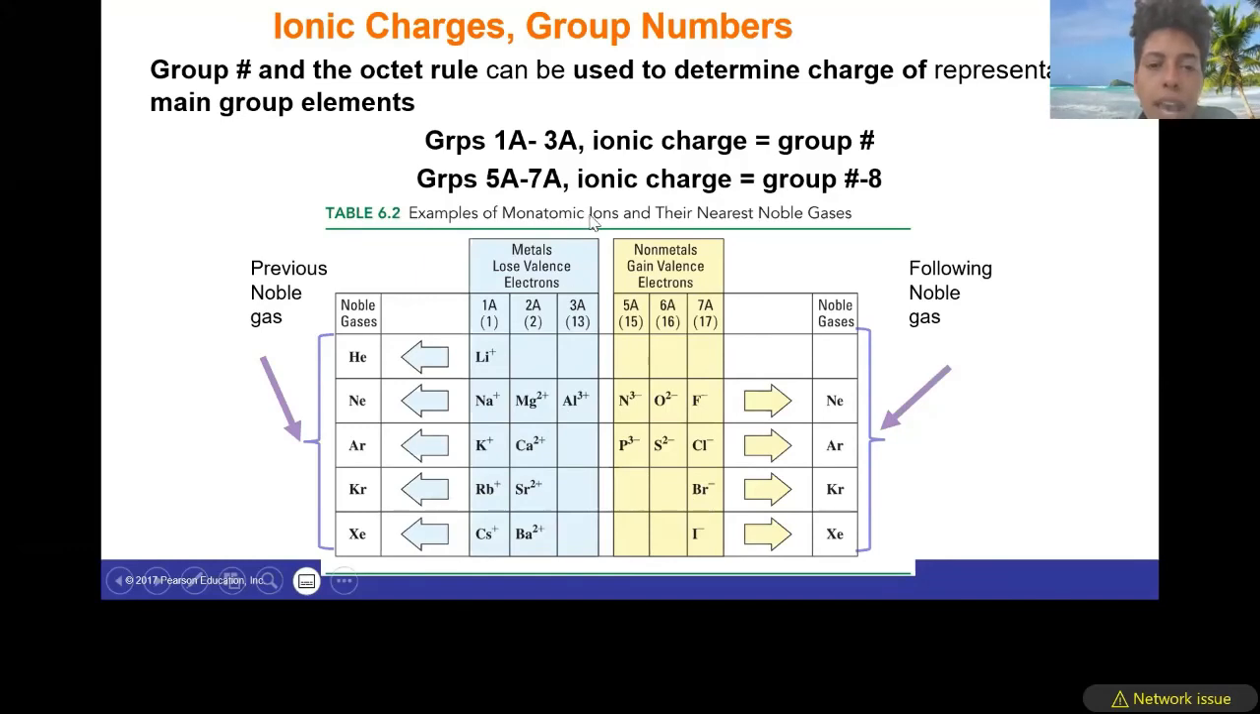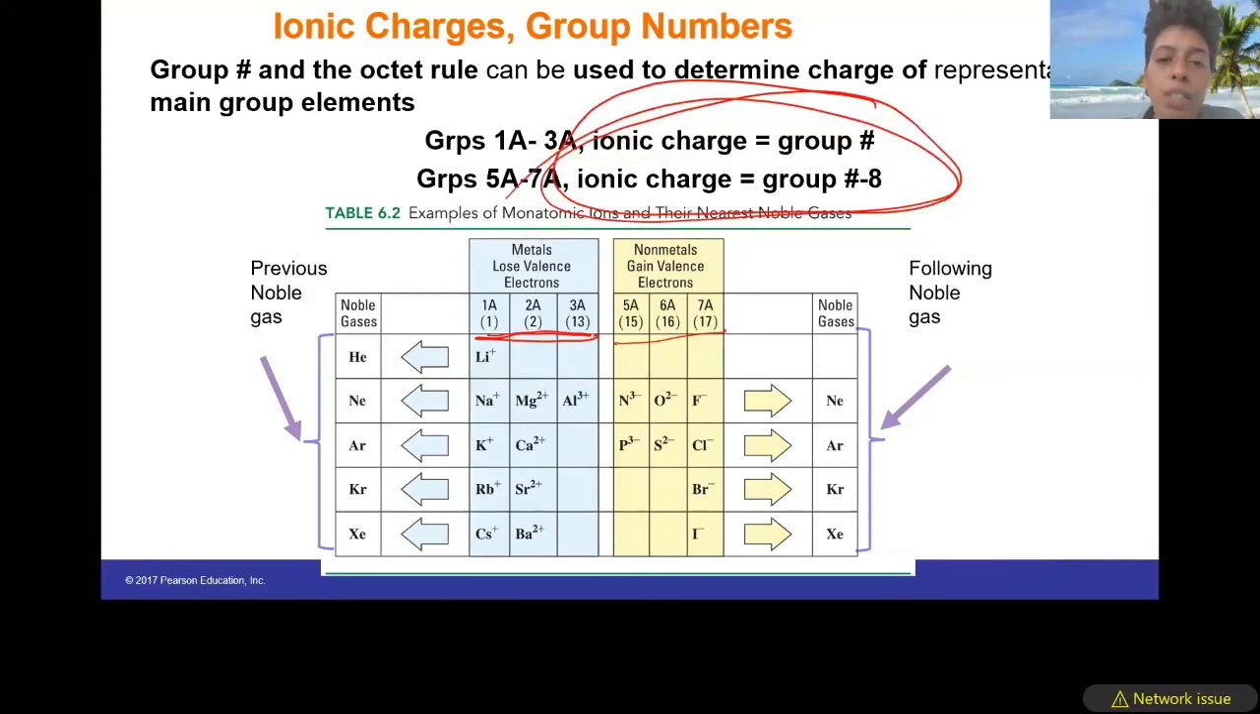So if we look at the groups themselves, this is how we know. Groups 1A through 3A, the ionic charge is going to be equal to the group number. Groups 5A to 7A, the charge is going to be the group number minus 8. So if I'm in 7A, that's going to be 7 minus 8, so it gives me a -1.